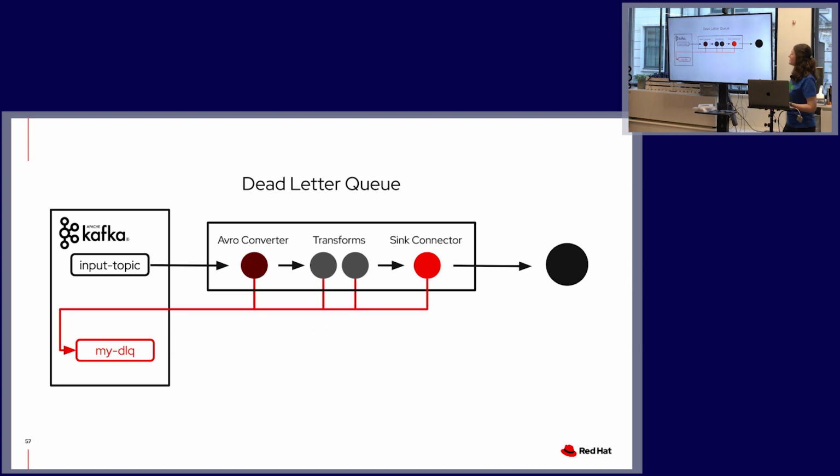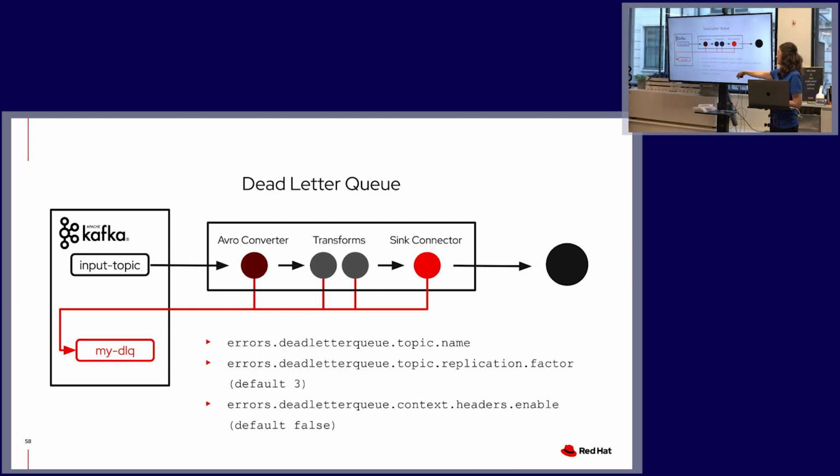If you configure a dead letter queue, then it applies to any point in the pipeline. Whether it goes wrong in your converter, transformations, or the actual connector, they'll all go to the dead letter queue. And this is the sort of configuration. You basically opt in by specifying a topic name for the dead letter queue. On top of that you can specify the replication factor, but it defaults to 3. You can also specify whether to include a header in the records that go to the dead letter queue with some additional details.